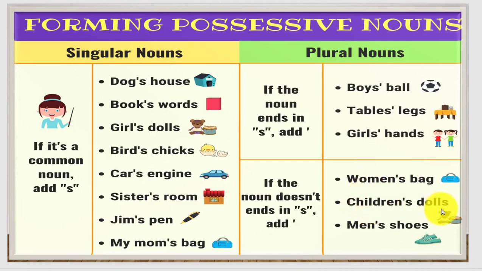Children's dolls. You can see we are not using s as a plural to make the plural of this noun. We are adding some extra letters in order to get the plural of this noun. Its singular is child, the plural is children, so we have added the complete apostrophe s to this noun. Children's dolls are there. Men's shoes.